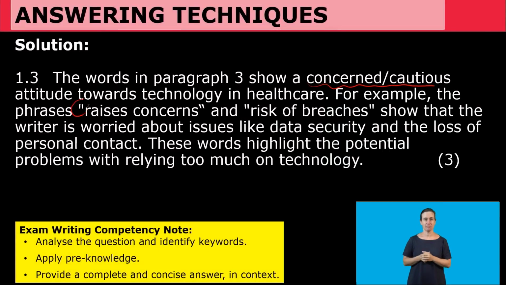And then you'll see wherever there's a diction question, you must provide diction. Diction doesn't have to be only one word, it could be more than one word. So raises concerns, risk of breaches, show that the writer is worried about these issues like data security and the potential loss of personal contact. You base your answer on the text and you prove from the passage.